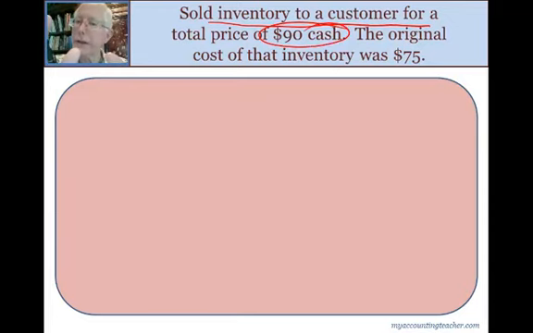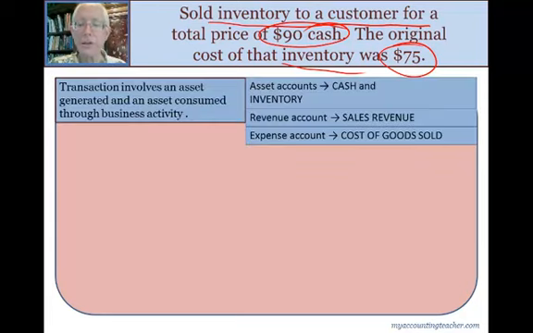I'm glad to see cash is there. The cost of the inventory was $75. Okay, what's involved here? Well, we got some cash, and we got less inventory. Cash went up, and inventory went down, so my cash and my inventory are involved.